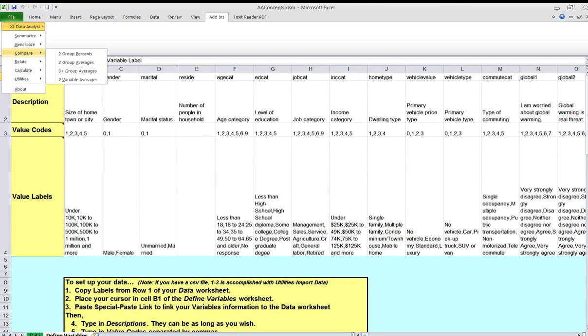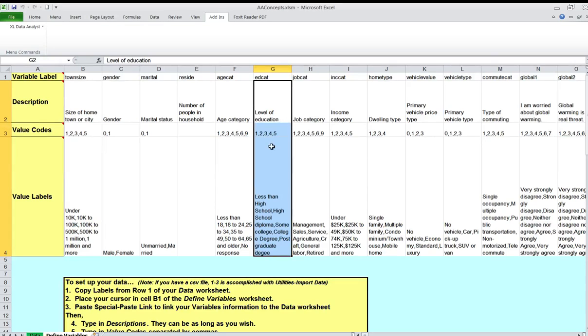For example, if I would like to compare the probability of buying a specific car among people with different education levels, it will require Anova because there are 5 categories of level of education. Let's give it a try.